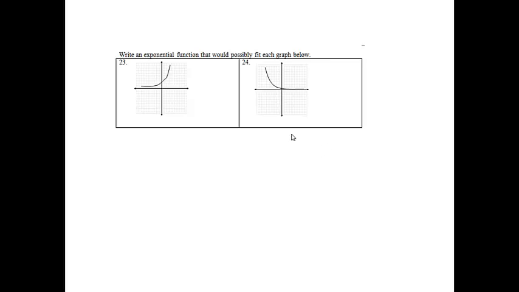Write an exponential function that would possibly fit each graph below. So we know we have to have y equals a times b to the x. That's a must. And a is their starting amount, where it's what's happening at 0, and b is our growth rate.